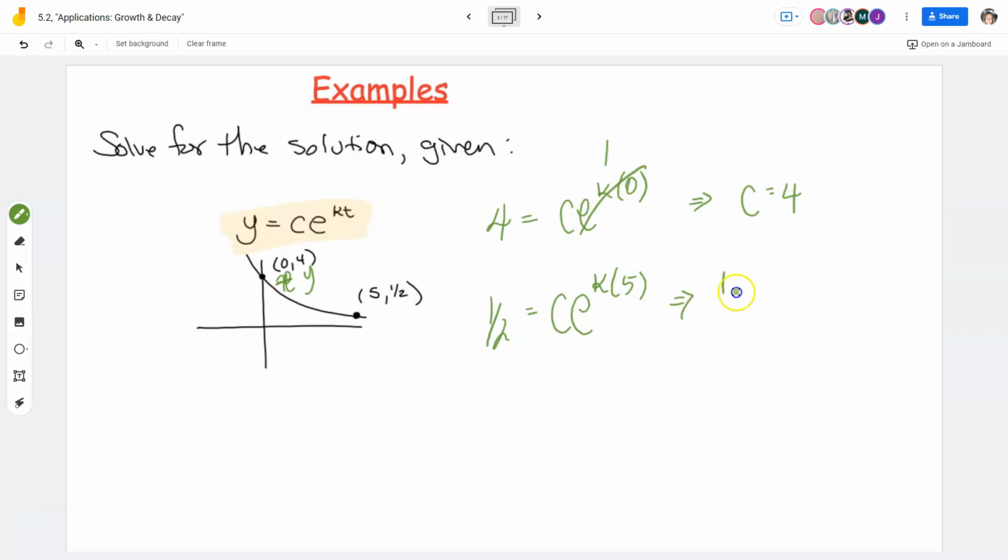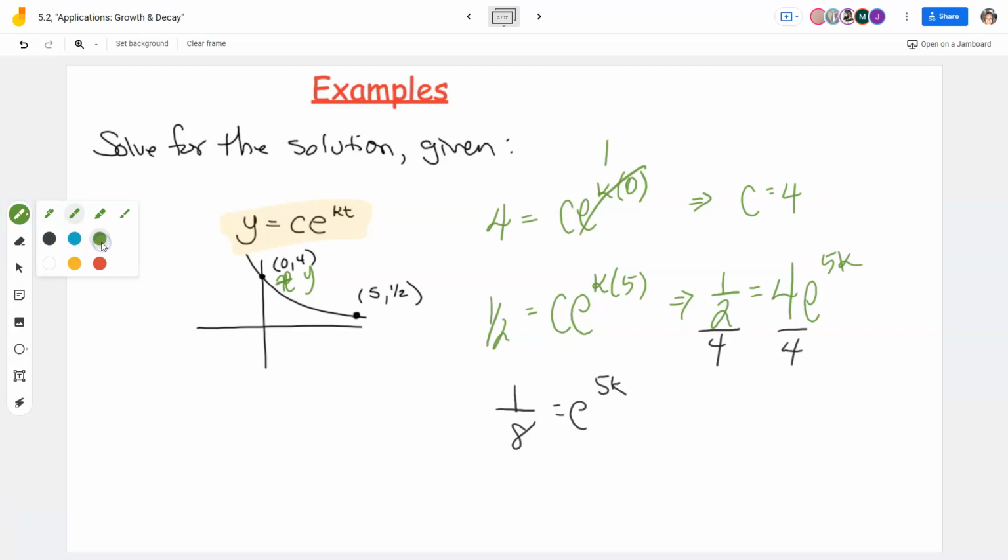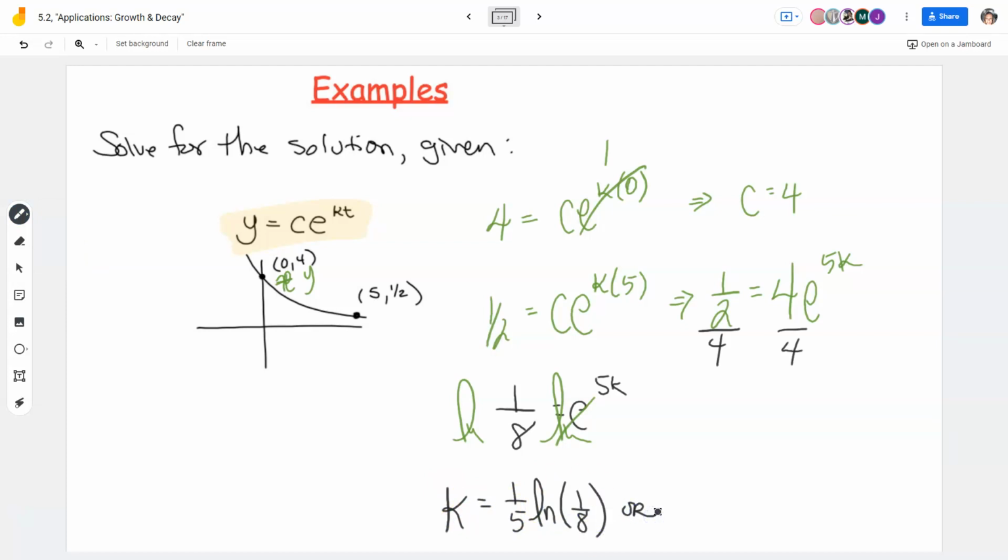So I could go ahead and plug this in and say 1/2 is equal to, what if you had some crazy math? Would you know how to do old-fashioned algebra or old-fashioned pre-cal? Would you know how to get your equation by plugging in x's and y's, and throwing in stuff like logarithms or whatever math you need? We would end up with something like, k is equal to 1/5 ln of 1/8. Or you could say, with this whole negative exponent idea, negative 1/5 ln of 8. It's the same thing. It's decaying.